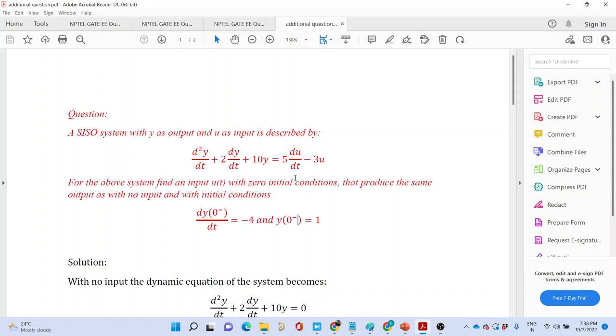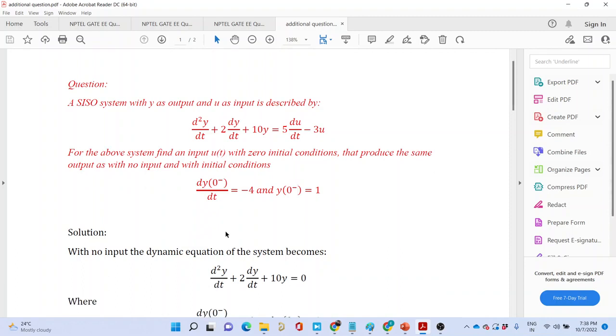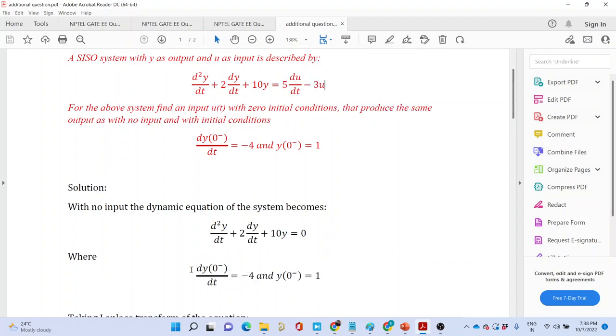I'm not getting answers. Okay, I have given too much time. Let us solve it. The first thing is, when I say the input is zero, that is u is equal to zero, I am equating the entire thing to zero. Now initial conditions have been given to me: y dash and y of 0 equal to 1.